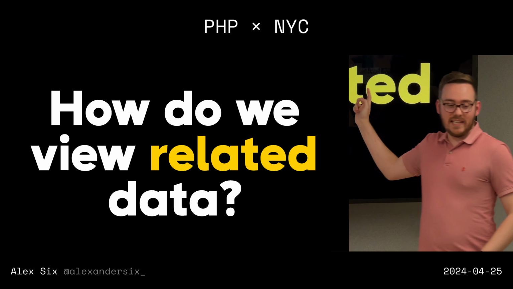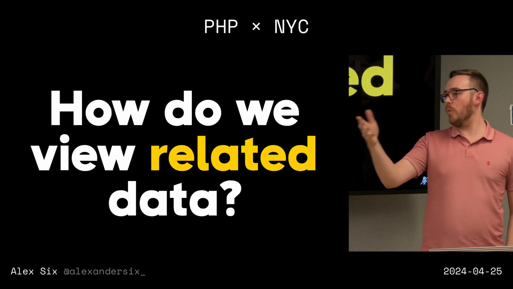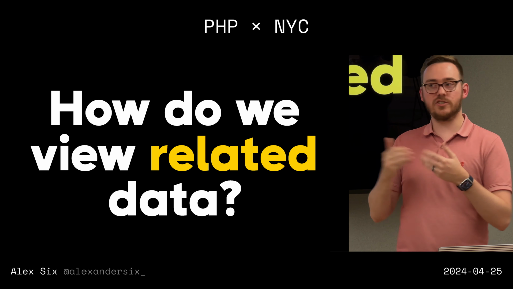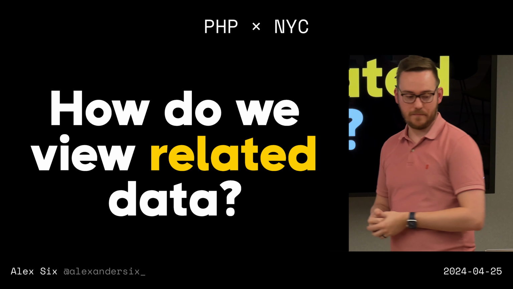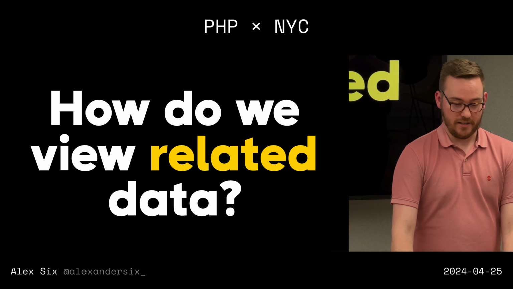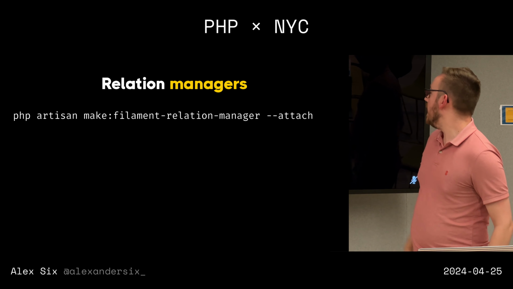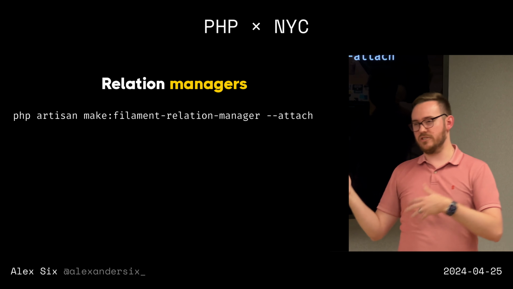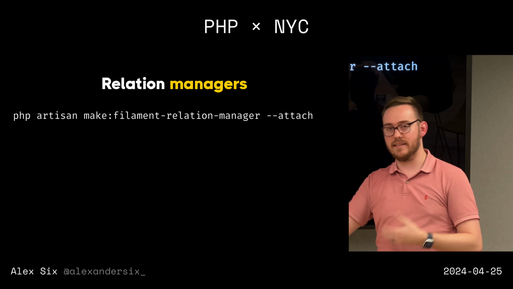But now how do we view related data? Right? What if Joe wants to determine, okay, I'm looking at a user in the system. Which of my publications is that user subscribed to? We can use something called relation managers. And again, we have a make command, and we're going to pass this attach flag. It's a many-to-many relationship, so basically that just tells Filament, go ahead and add the attach command, the detach command.